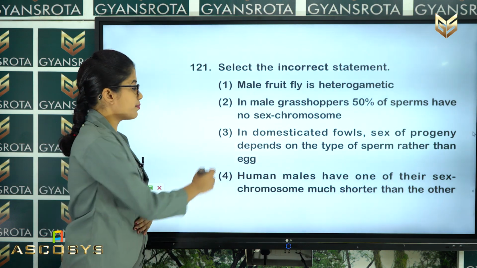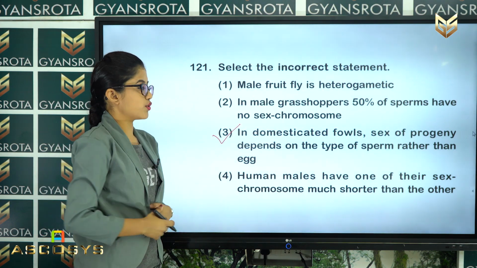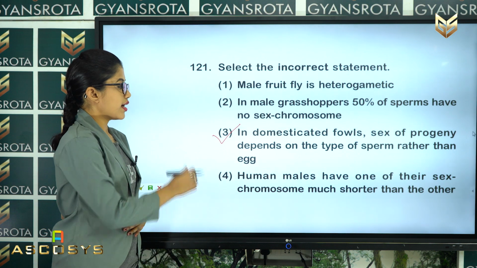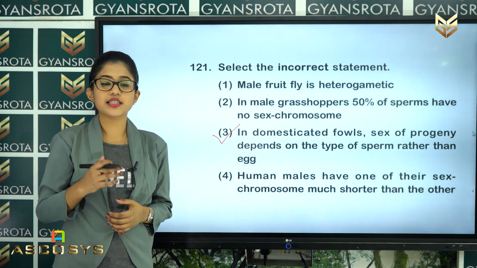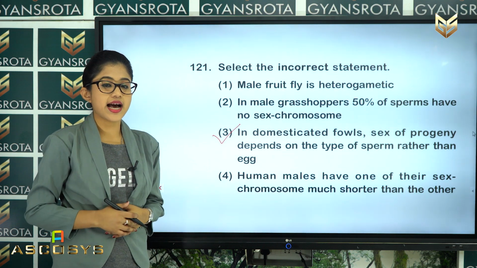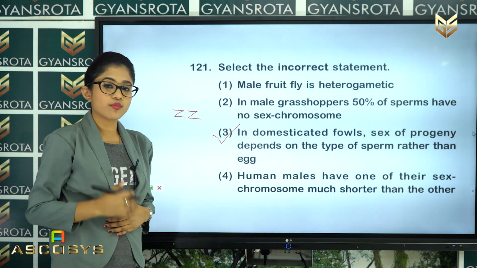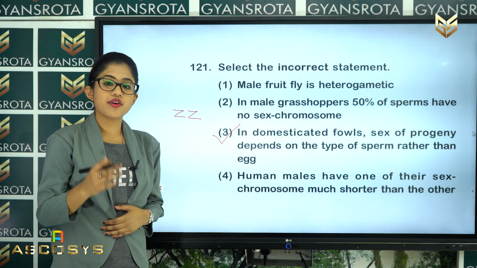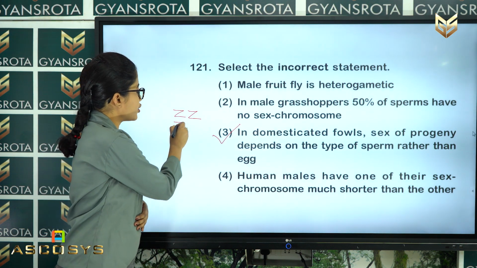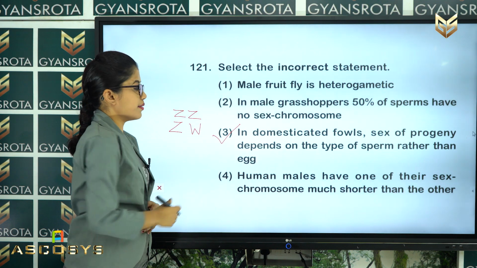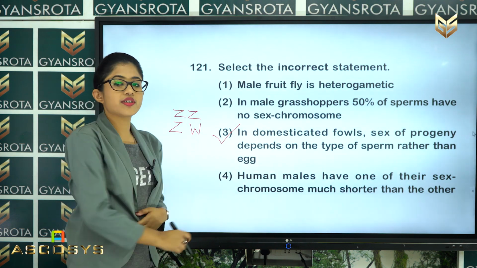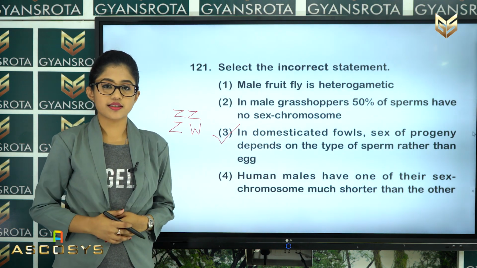Option number 3 is the incorrect one, because in option number 3, that is fowl, the male have 100% chances and they have Z and Z chromosomes, whereas the female have 50% chances of Z and 50% chances of W. So, option number 3 is the incorrect answer.